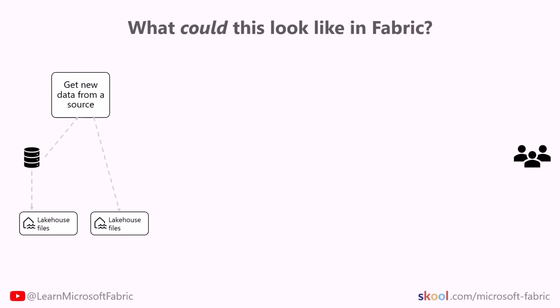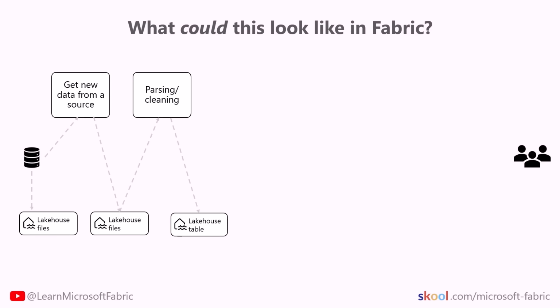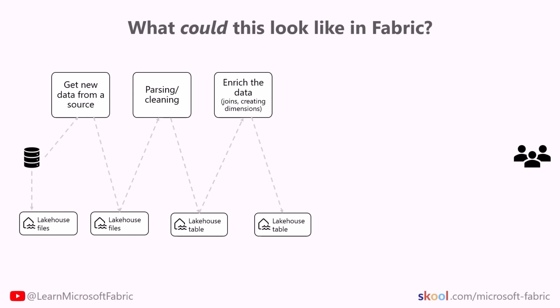We're going to space out our transformation steps, and at each stage, we're going to write out the results to a new location. So from our files area, we might do some parsing and cleaning, and then we're going to write it out to a lakehouse table. Then we might read it into another notebook, for example, or a Dataflow. We're going to enrich the data, join it with other data sets, create our dimensions, all that sort of stuff. And then we're going to write it out to another table.